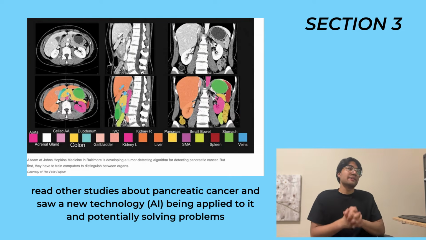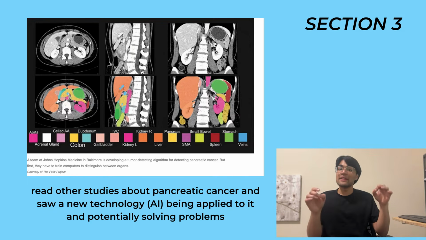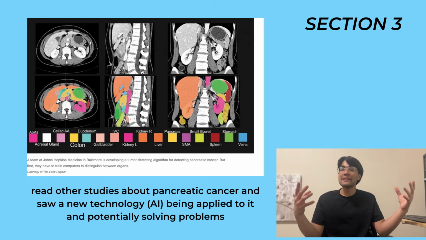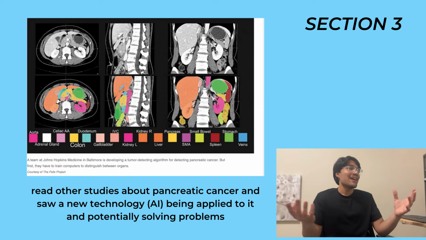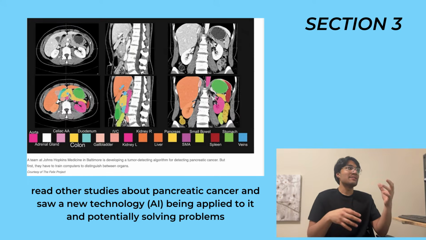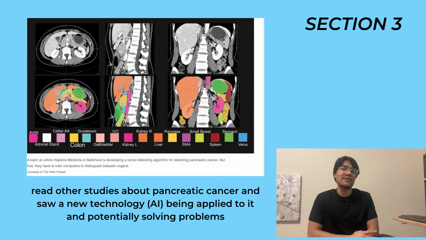From this topic, I did the literature dive. I consumed a lot of content, and I started to read other studies about pancreatic cancer. I looked into what are the types of things that are currently being done for this disease, and I found out there's this new technology called AI, and it's being applied to it in some ways for cancer detection. It's potentially solving some cool problems in this disease.